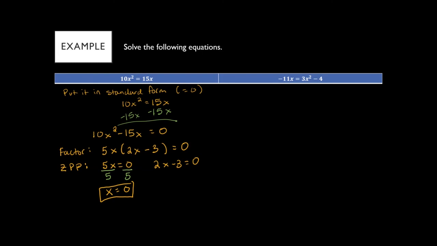Then we solve 2x minus 3 equal to 0. So I'm going to add 3 to both sides. This gives me 2x equals 3. Then I divide both sides by 2, and we get x equals 3 halves.